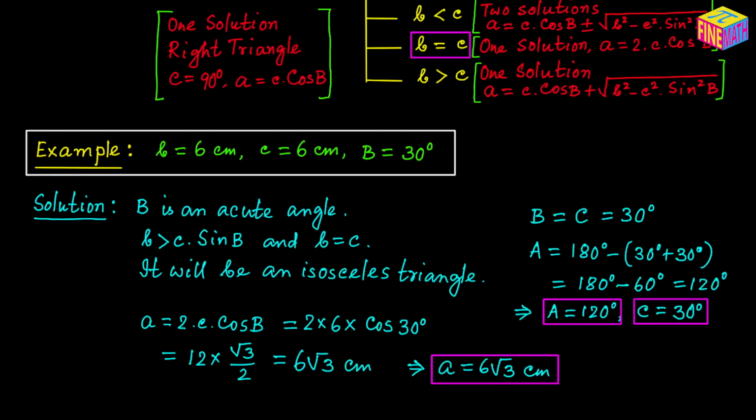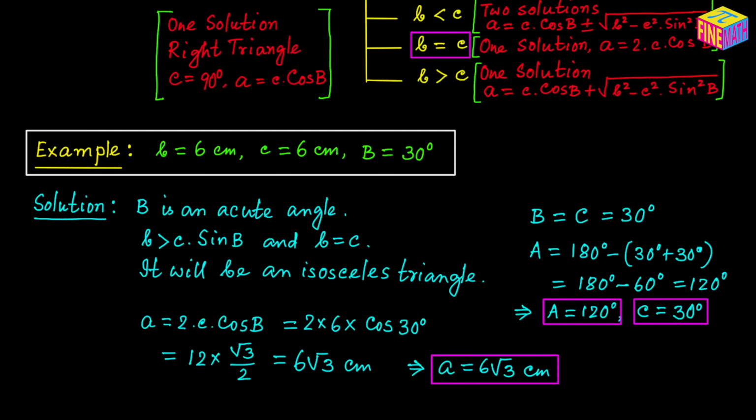So with this we have been able to find the three other attributes that we needed to find for this triangle. So the solution for this triangle is complete. We have been provided with the side length b, which is 6 cm, side length c, which is 6 cm again, and the angle b, which was 30 degrees.